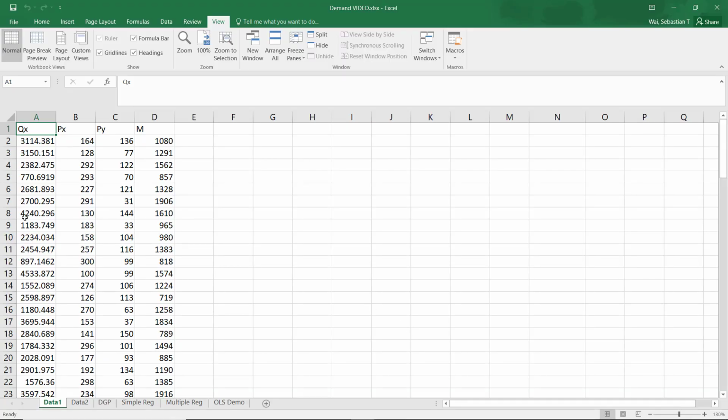We've got quantity of good X, we've got the price of good X, and then we've got two other variables, the price of Y, a different good, and M, which is consumer income. For right now, we're just going to use our quantity and price of X. The first thing that we want to do before running a regression in Excel is to make sure we have the Data Analysis ToolPak enabled.